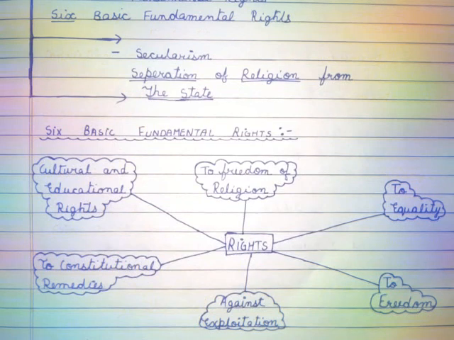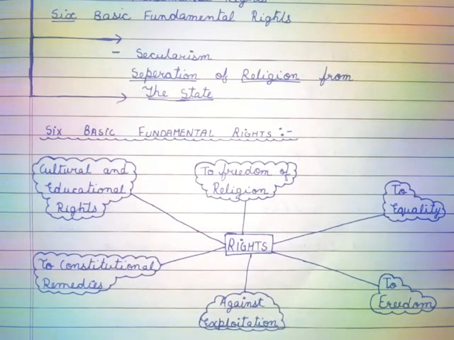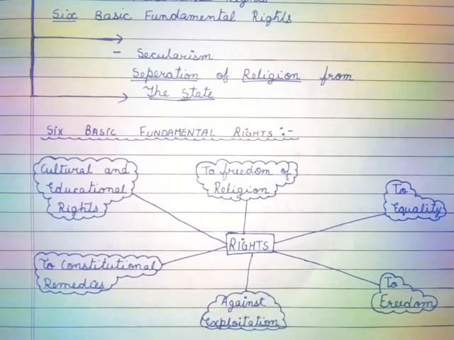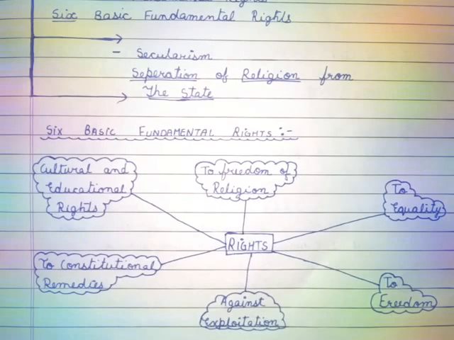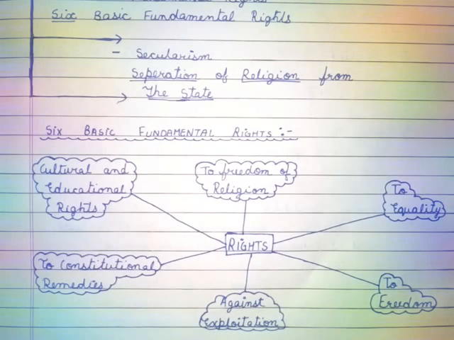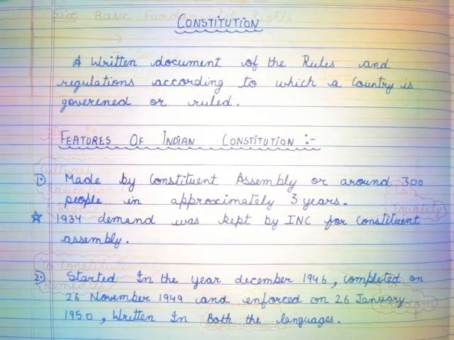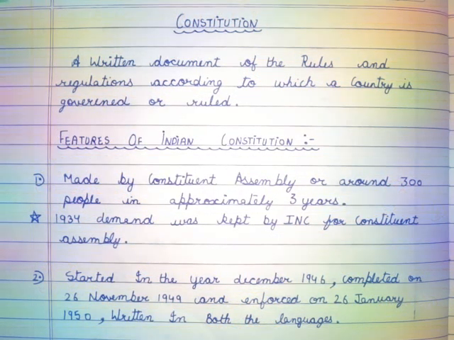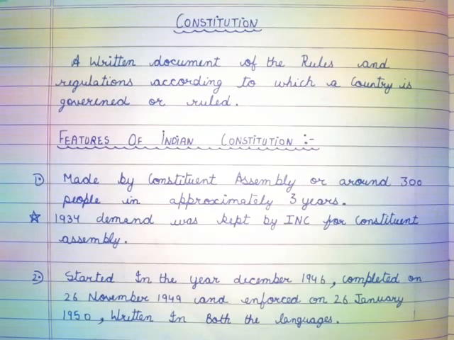6 basic fundamental rights: cultural and educational right, right to freedom of religion, right to equality, right to freedom, right against exploitation, right to constitutional remedies. Constitution, a written document of the rules and regulations according to which a country is governed or ruled.